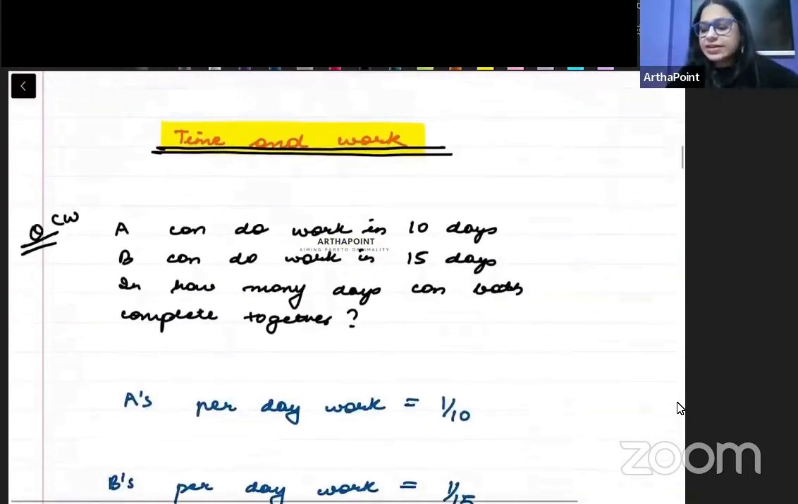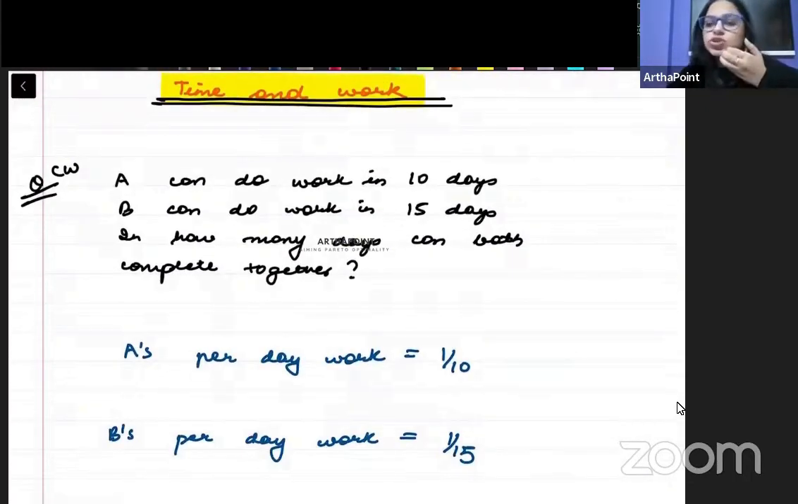Now let's do the second type of question, and those questions are related to time and work. Now, what happens in time and work kind of questions? In such questions, you will be given that, suppose A takes this much time to complete a task, B takes this much time to complete a task. How can the task be completed if they do it together? In how many days will they be able to do it?